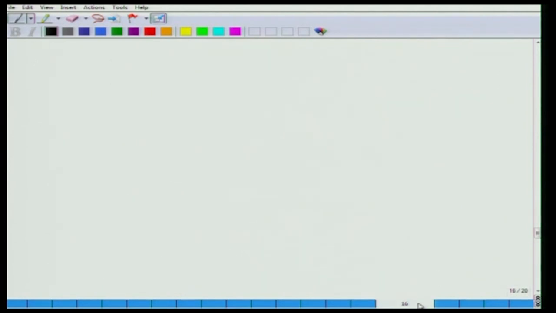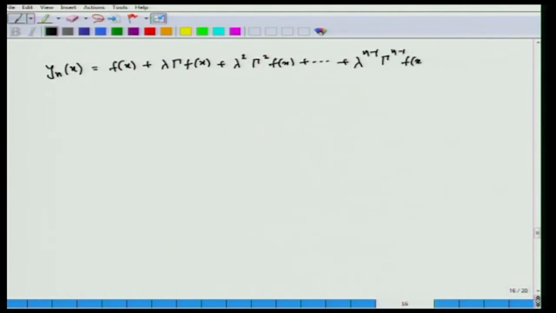So, at the nth iterate, we can find y n x is equal to f x plus lambda gamma f x plus lambda square gamma 2 f x plus dot dot up to lambda to the power n minus 1 gamma n minus 1 f x plus lambda n gamma n y 0 x. And now our target is to prove that limit n tends to infinity of lambda to the power n gamma n y 0 x goes to 0 under certain conditions, and therefore y x will be f x plus lambda gamma f x plus lambda square gamma 2 f x plus dot dot up to infinity.